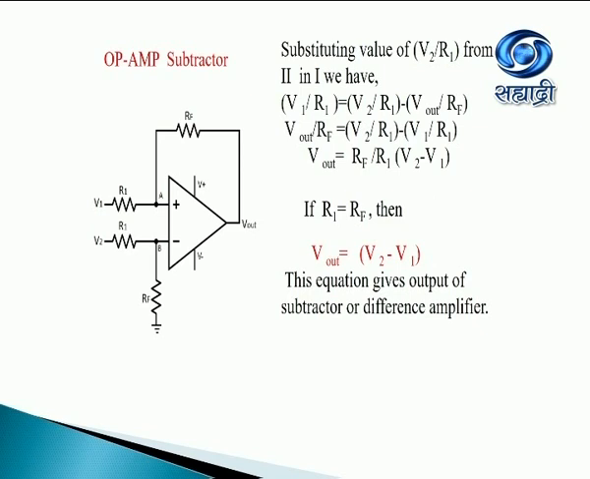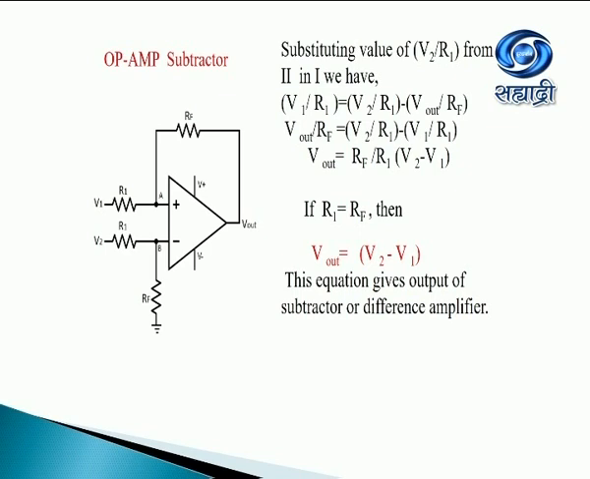Substituting the value of V2 upon R1 from the second equation in the first, we have V1 upon R1 is equal to V2 upon R1 minus Vout upon RF. Rearranging this equation, Vout upon RF is equal to V2 upon R1 minus V1 upon R1. That is, Vout is equal to Rf upon R1 into (V2 minus V1).